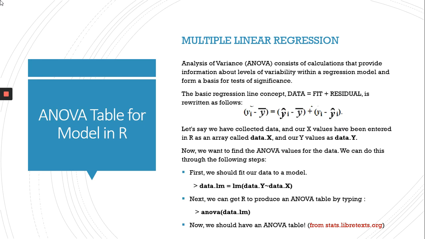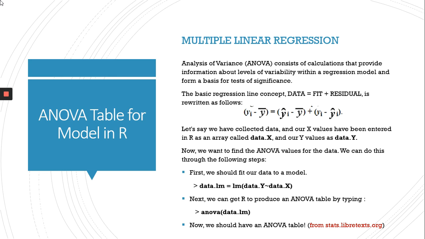Another topic in multiple linear regression is the ANOVA table for a model in R. ANOVA means analysis of variance, which consists of calculations that provide information about levels of variability within a regression model and form a basis for tests of significance. The basic regression line concept, data equals fit plus residual, is rewritten as: yi minus y bar equals yi hat minus y bar plus yi minus yi hat.